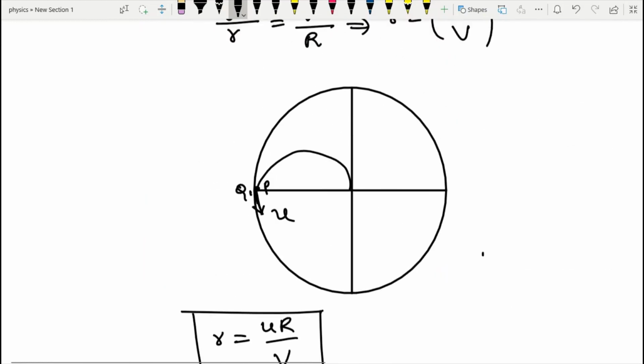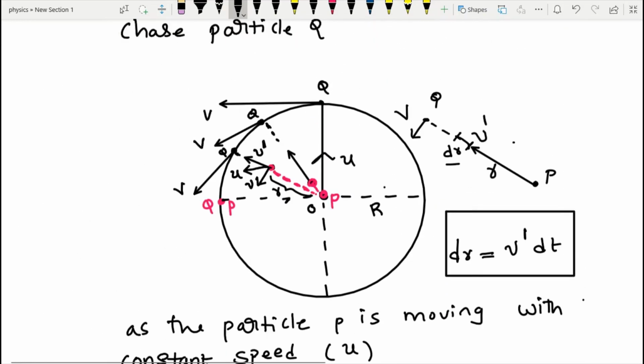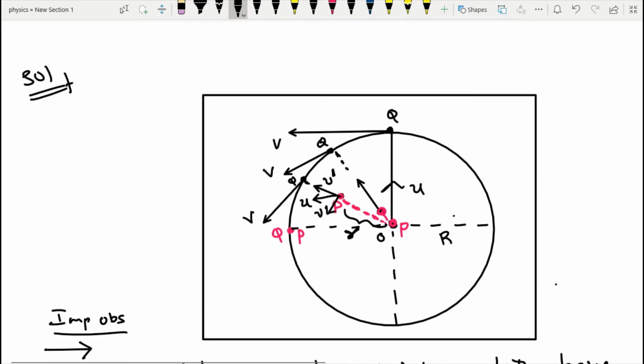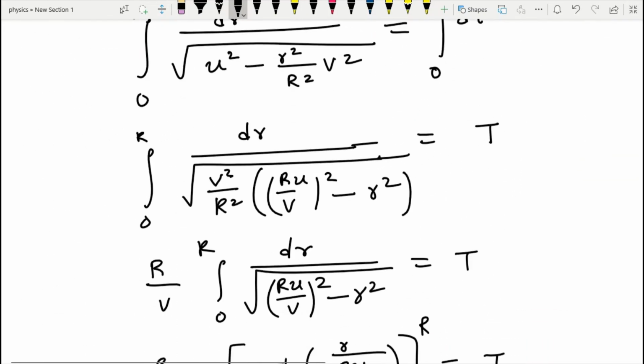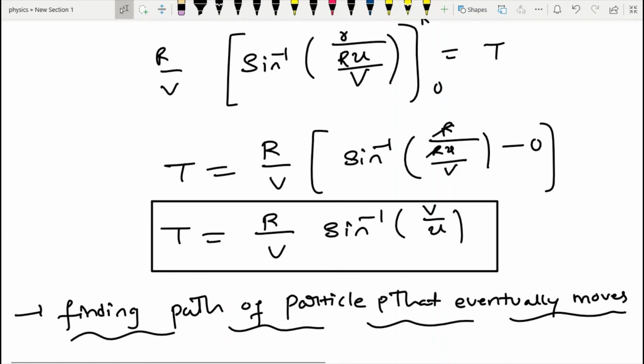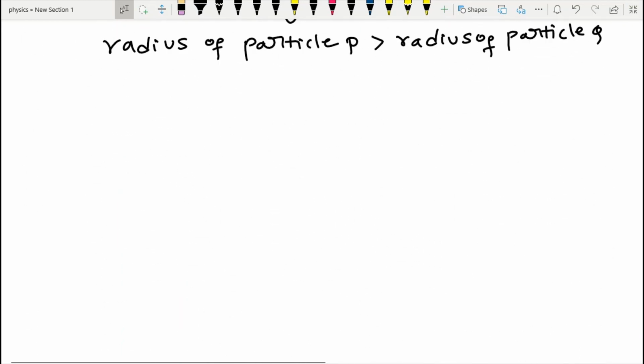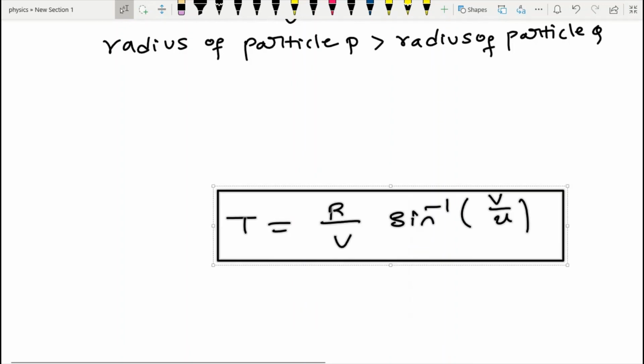Next segment of this problem is finding the time for the given values. If the speeds of the particles are v is equal to 4 meter per second and u is equal to 8 meter per second and the radius of the circular path is 84, how long will the particle P take to reach particle Q? This is the thing that we have to find. You can easily find it because you already know the formula now. We can use this formula to calculate that. I am using the same formula now.